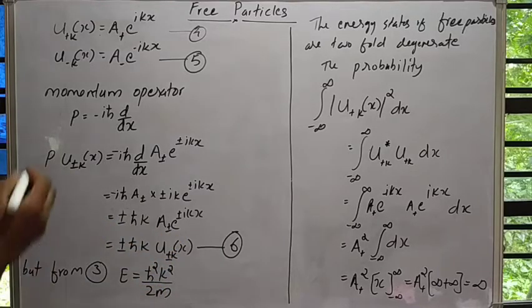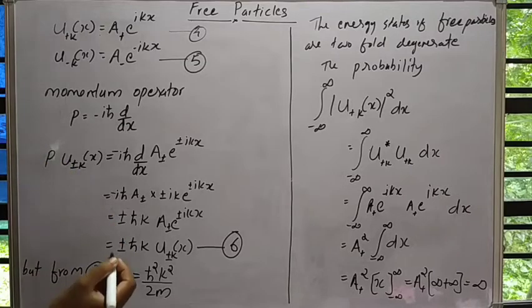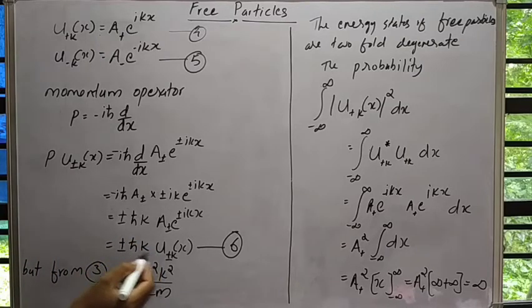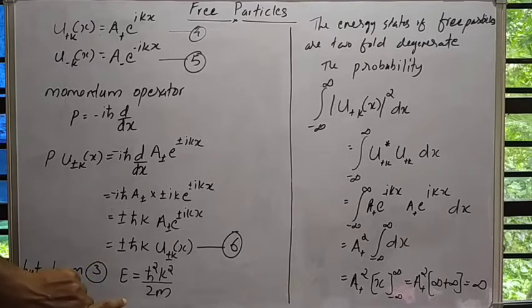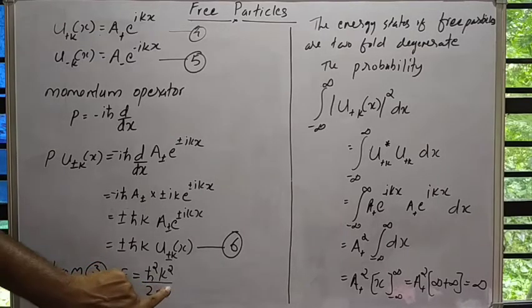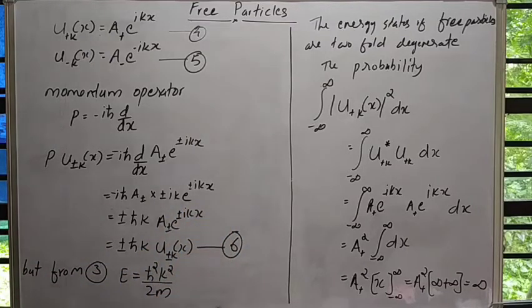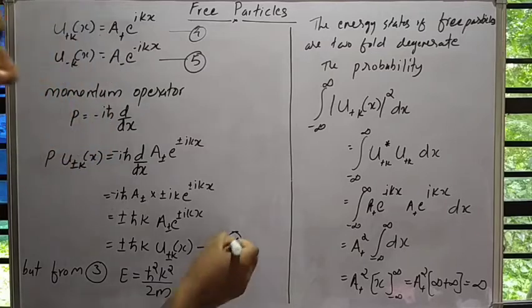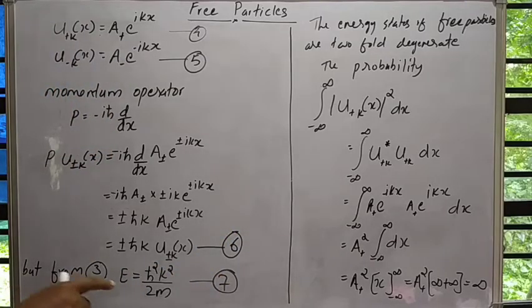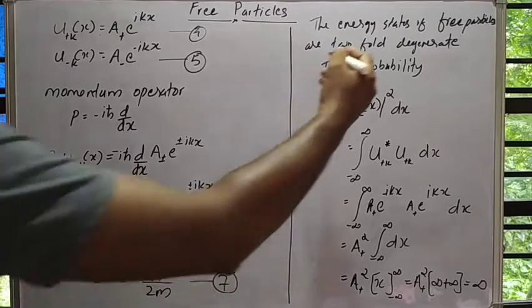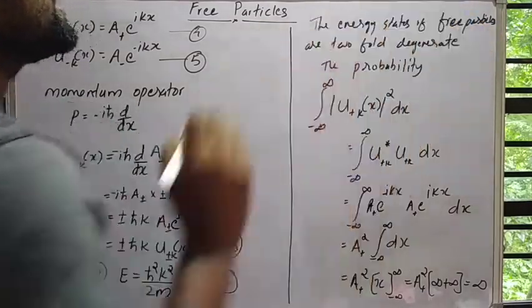Okay, so I got two different values for the momentum operator, that is plus or minus ħk. Two different eigenvalues for momentum, and we know from equation 3 that energy E is equal to ħ²k² over 2m. Let me put it as equation 7. From equations 6 and 7, for a single value of energy, there are two different values of momentum. That means the energy states of free particles are twofold degenerate.